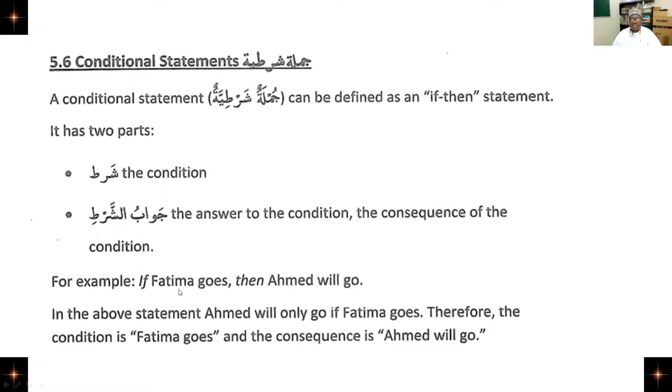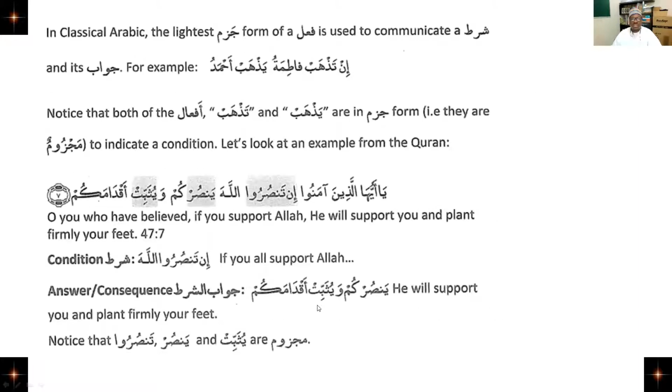And so this is called fi'l shart, this particular fi'l for this particular shart. And then this particular fi'l is considered the jawab of shart. So fi'l shart is this. That is the conditional statement, the one that would have to happen first. And then the jawab shart is the answer. Jawab is an answer to that particular condition. And in the above statement, Ahmad will only go if Fatima goes. So that's what it says here. Therefore, the condition is Fatima goes. Tazhabu Fatima, and the consequence is Yazhabu Ahmad. So Yazhabu Tazhab. Okay, good.